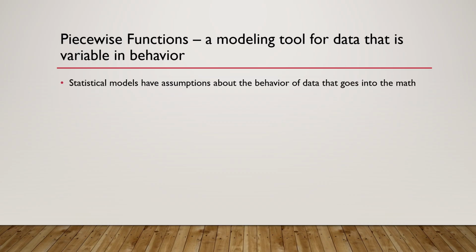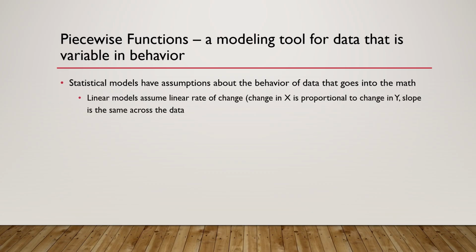So, as we've mentioned previously this semester, statistical models always have assumptions about the data that goes into the math that happens in the statistical model. And we need to make sure we meet those assumptions to appropriately use that particular model. So a linear model assumes that there is a linear rate of change, so that whatever change in one variable, variable x, is proportional to the change in y. And if I were to put that data in a graph, I would see a pretty linear looking line in my data. It wouldn't be curvy, it wouldn't be any other weird shape, it would just be a line.